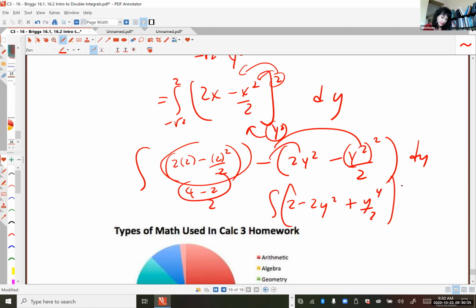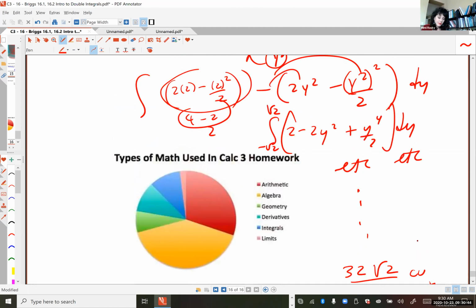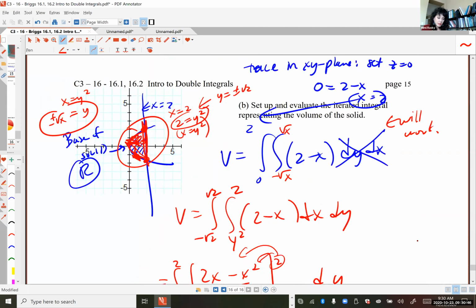And then you're going to integrate this with respect to y. I'll let you finish out the rest. The limits are a little bit funky because of the square roots, but you should get 32 square root of 2/15 cubic units. And we're done. Okay.